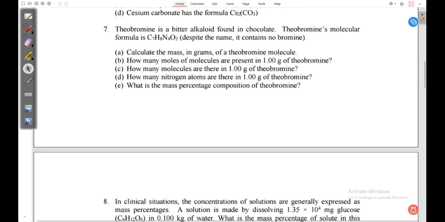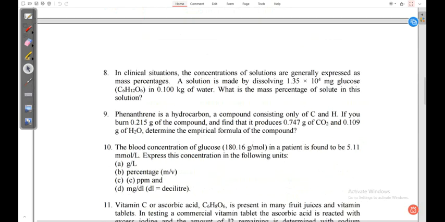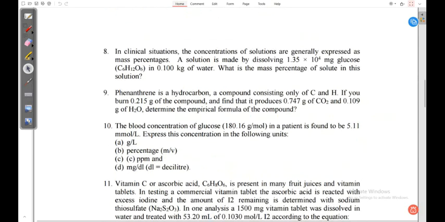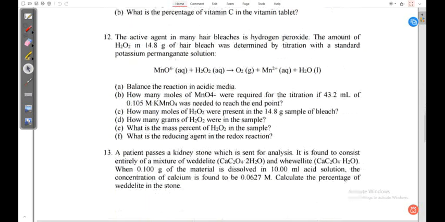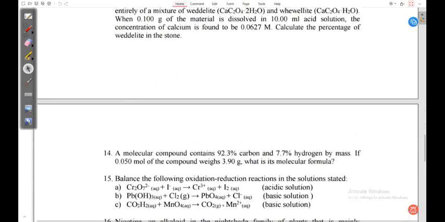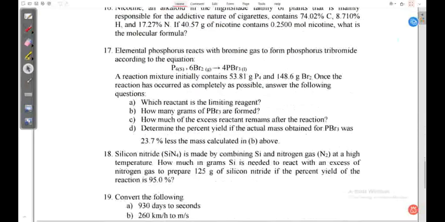the question on the number of moles involving Avogadro's constant, percentage of solute in the solution. Okay, so this is a combination of the measurements and then stoichiometry. Okay, so we're going to answer all these questions.